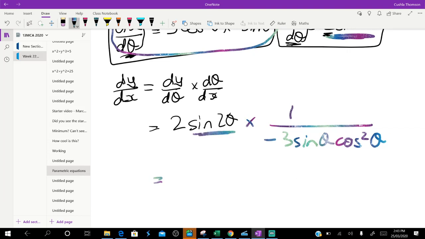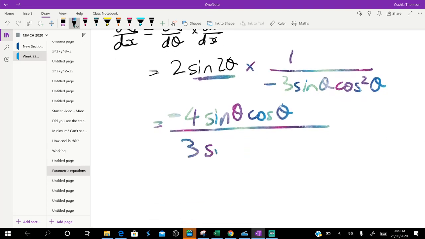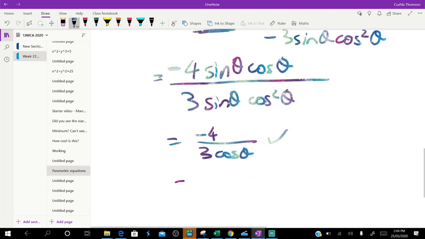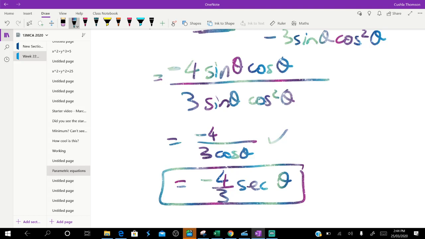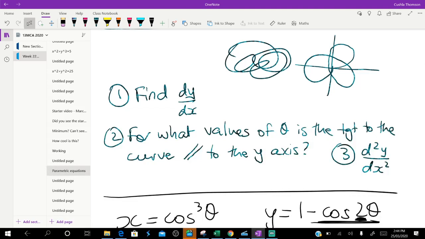And now we're going to do the sine 2 theta. So, sine 2 theta is 2 sine theta cos theta. So we get 4 sine theta cos theta. I'm going to move my negative sign up here over 3 sine theta cos squared theta. So that gives me negative 4 over 3 cos theta, which is a perfectly decent way to write it. And written with the reciprocal function, negative 4/3 sec theta. Okay? Right, so that's the first part of the question done, and that's your basic approach to parametric differentiation.